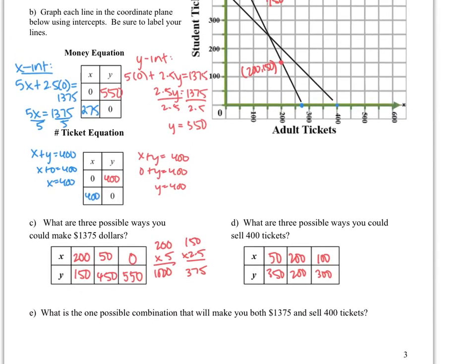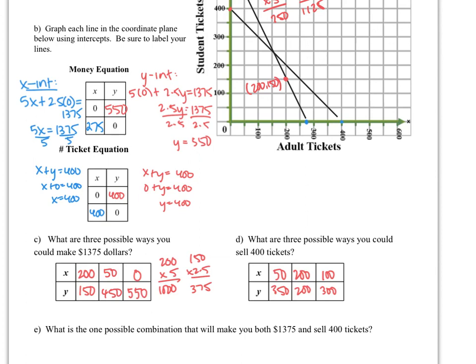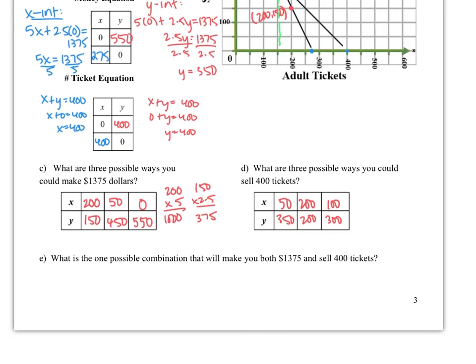So then the last thing I want to look at is what's the one possible combination that will make both of these events occur at the same time? And that's going to be this point right here, which is if there's 150 students, or sorry, 150 adults, because that's on my x-axis, and 250 students. So 150 adults, 250 students. That'll make me both my 400 tickets, because these add to 400, and then if I multiply by 5 and multiply by 2.50 and combine them, that will also get me my $1,375.